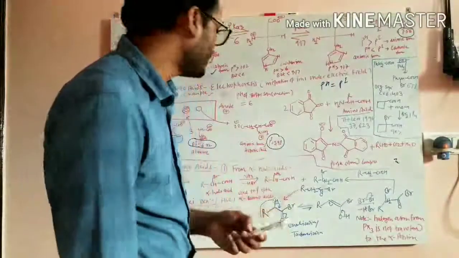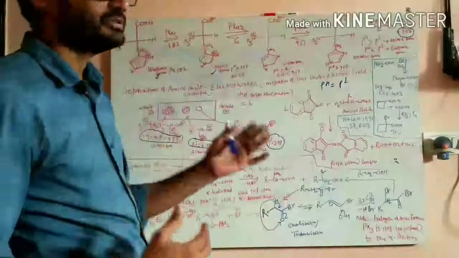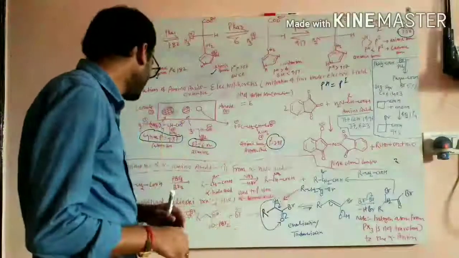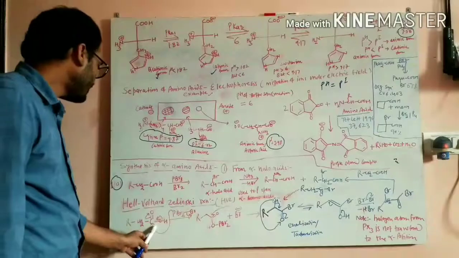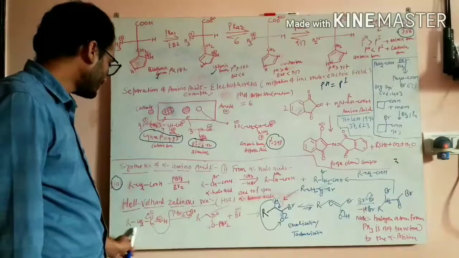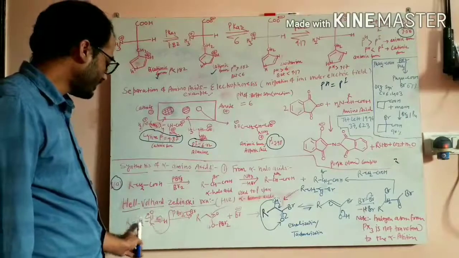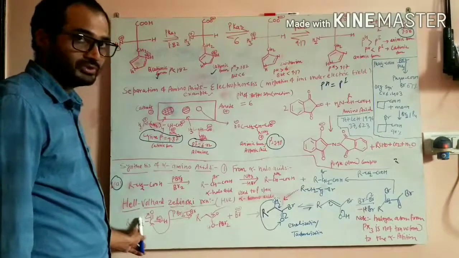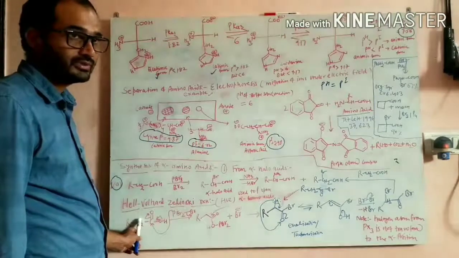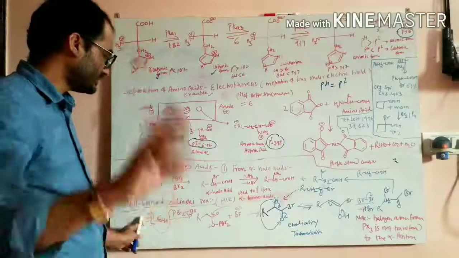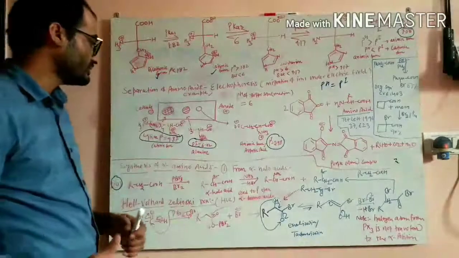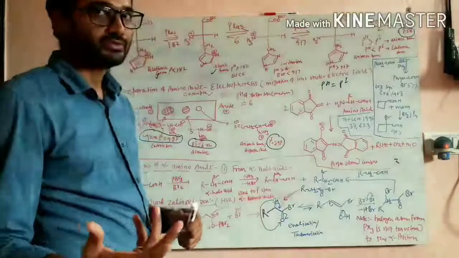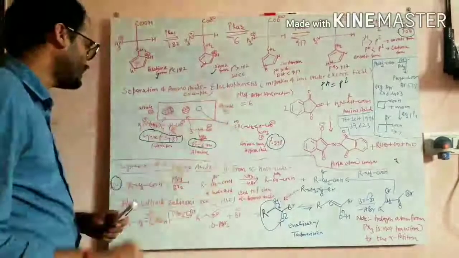Okay, now what is the course of the reaction of this HVZ reaction? This is a carboxylic acid having an alpha hydrogen. Okay, your alpha hydrogen must be there. If there is no alpha hydrogen, then there is no HVZ reaction. So such carboxylic acids having alpha hydrogen will give the HVZ reaction. Okay.